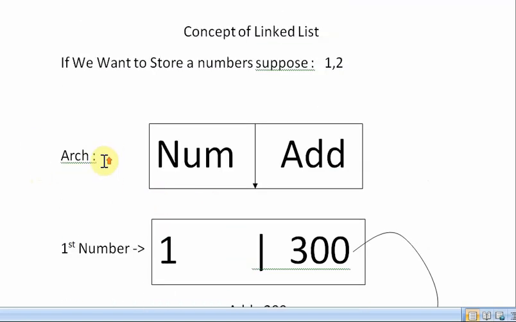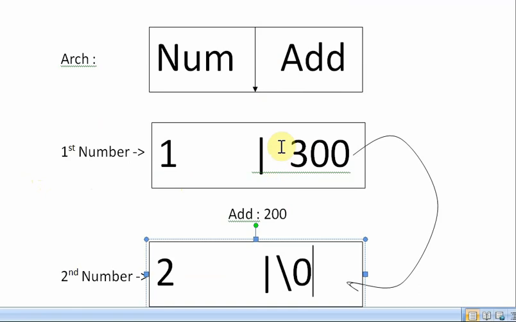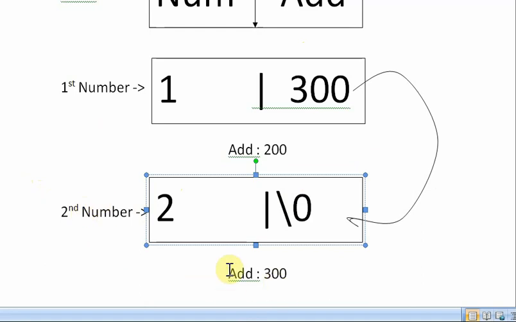Let me summarize this. We divide our node into two subparts, number and address. We store the number in the number frame and the address in the address frame. The address is the address of the next node. The second number is stored at location 300 in memory, so we have stored 300 in the node of the first number. It points to the second node, and since the second node has no next node, we have stored null.